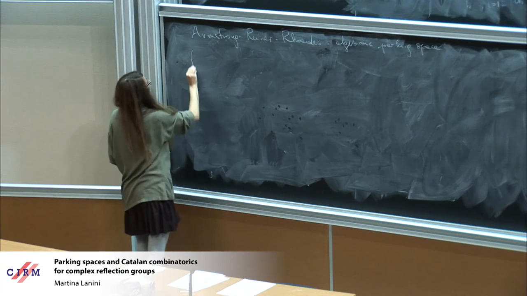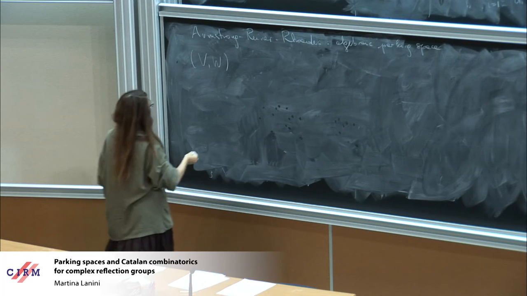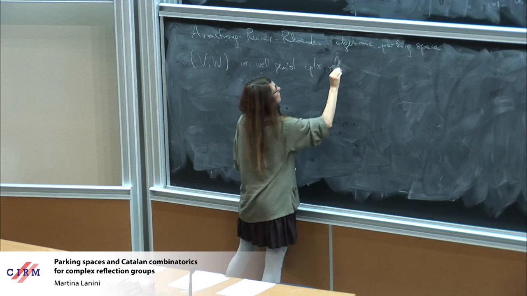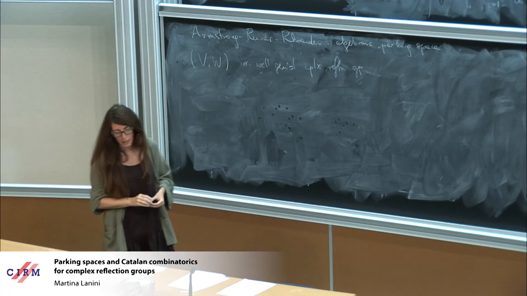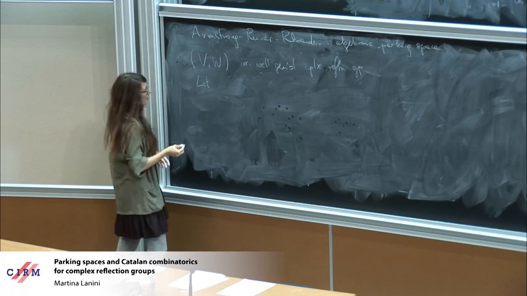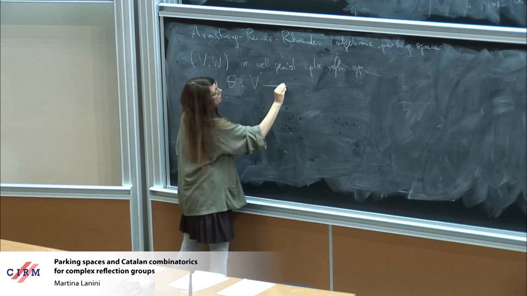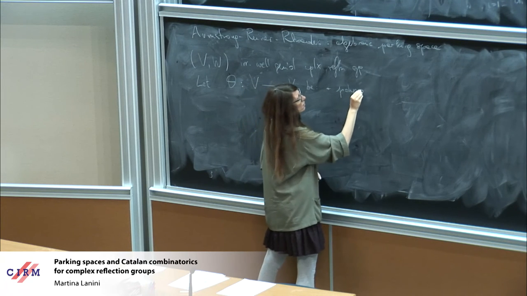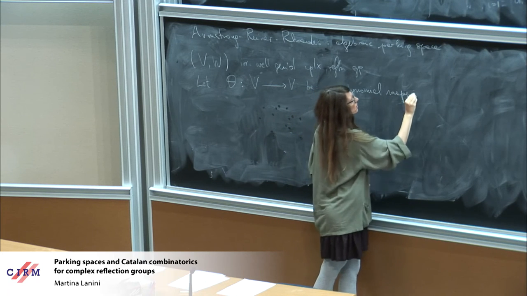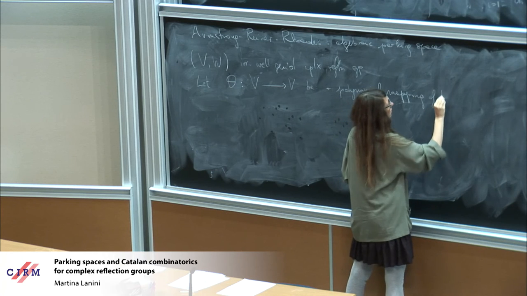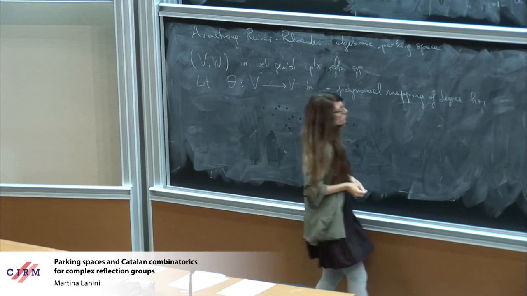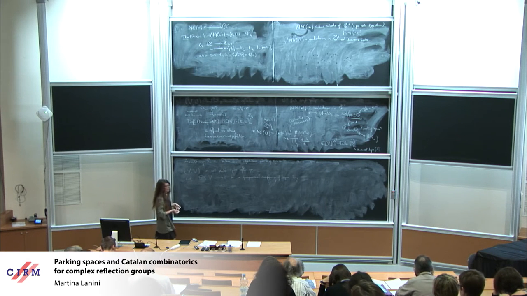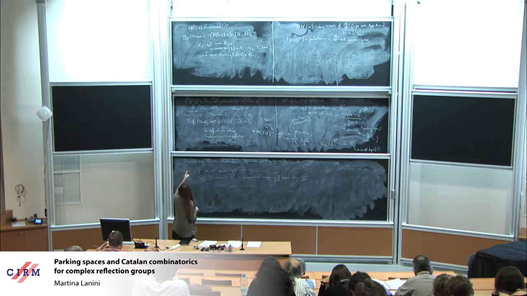Well, so we are now in the same situation as upstairs. So W is an irreducible, well-generated complex reflection group. What I need is to take a theta from V to V, which I want to be a polynomial mapping of degree h plus 1. So again, I'm keeping the same notation as upstairs. So h is always going to be the Coxeter number, the order of this element we've chosen. And again, it doesn't depend on the choice of it.